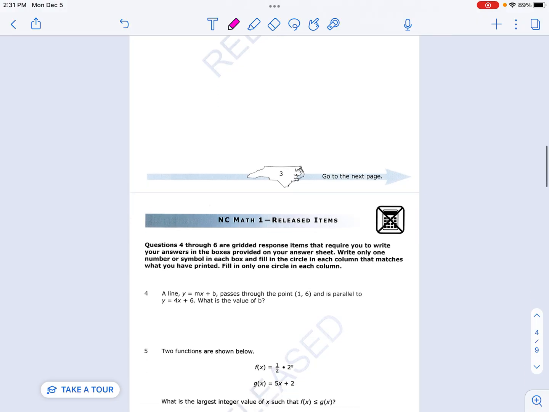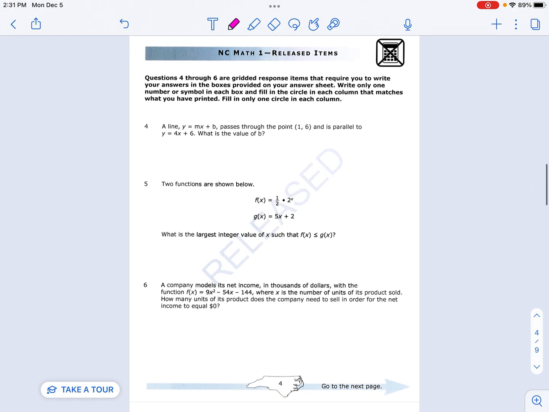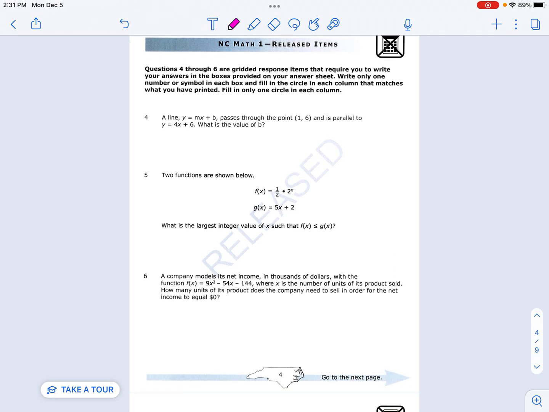Okay, question 4 says a line that passes through this point. So anytime they give you a point, they're giving you an x and a y. And it's parallel to this line. So parallel means the lines have the same slope. So we know our new line will have a slope of 4. And it has to go through 1, 6.